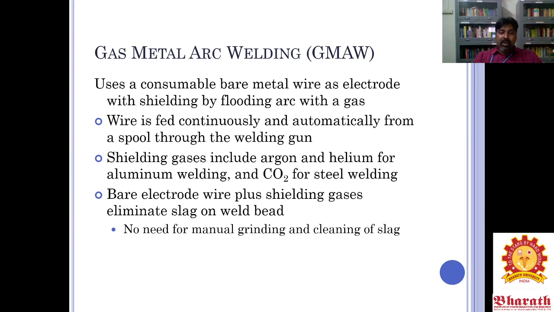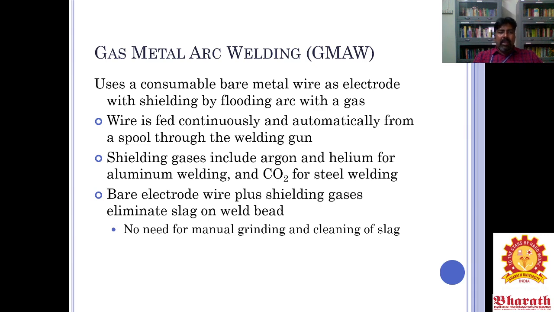Here also, bare electrode wire plus shielding gas eliminates the slag, so there is no need of cleaning the slag, right? In this process we can weld thick plates, and it is used for welding aluminum, stainless steel, nickel and magnesium without welding defects. Advantages: no flux is required, high welding speed, possible to weld ferrous and non-ferrous metals, greater efficiency, cheaper process, and it produces high quality welds.